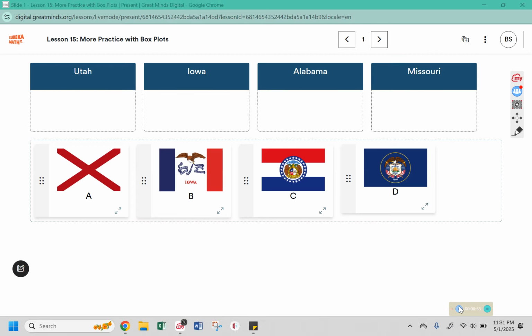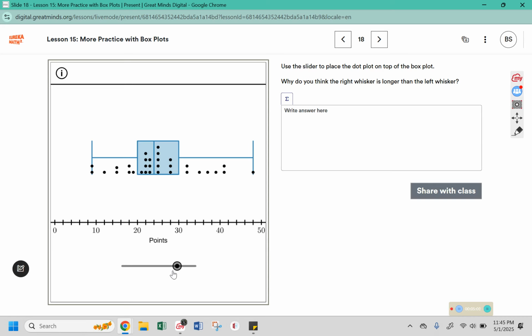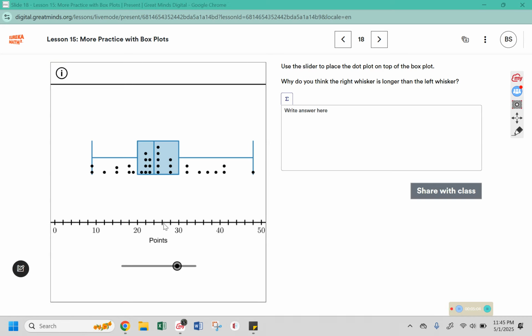Use the slider to place the dot plot on top of the box plot. Why do you think the right whisker is longer than the left whisker? Well, the difference between the upper quartile and the maximum is larger than the difference between the minimum and that lower quartile.